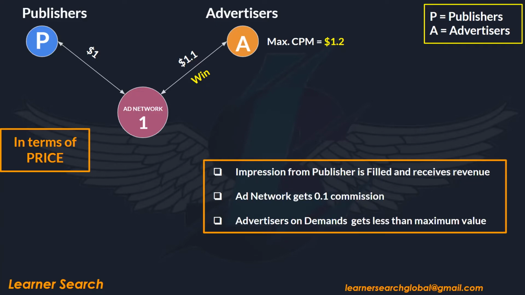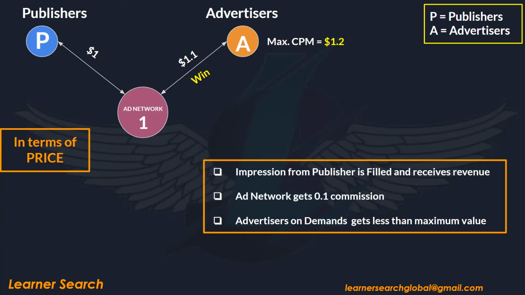Impression from publisher is filled and received revenue. Whatever the impression is available, it got filled, the transaction happened, and the ad is served on the publisher website or ad slot. Now, next. Ad network gets 0.1 commission. Now ad network is getting 0.1 commission from advertisers as buy.